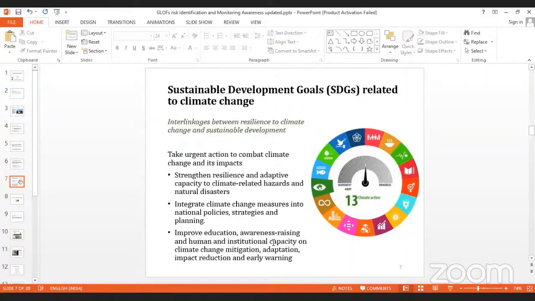We have to work on the strengthening. We have to integrate climate change measures into the national policies. We have to make policies on how we are going to change a few measures. We have to take care of how the climate is going to change and what their impact on the glaciers will be. Then we have to create education and awareness for humans and institutions to control climate change, its mitigation, its adaptation, etc. All these things come under the sustainable development goals.